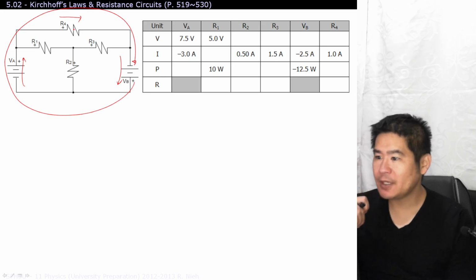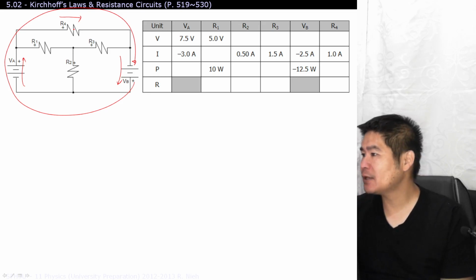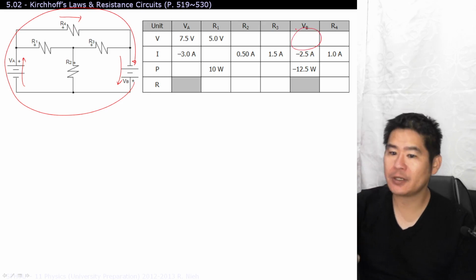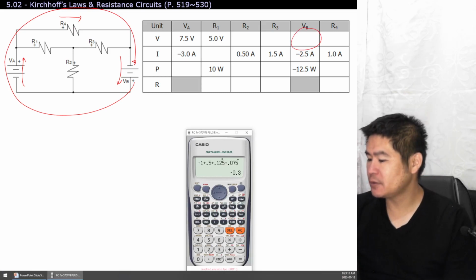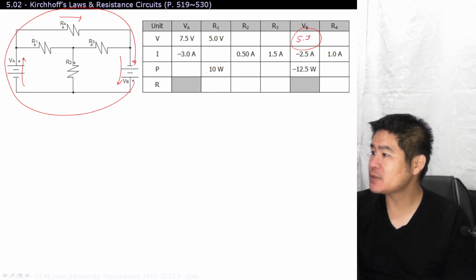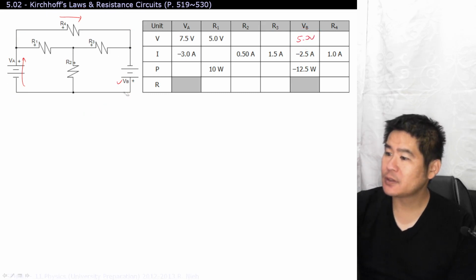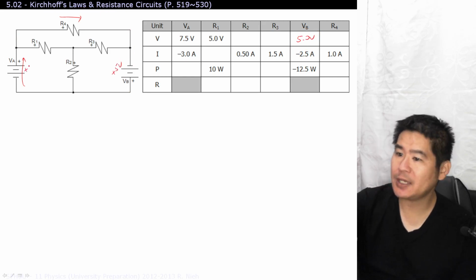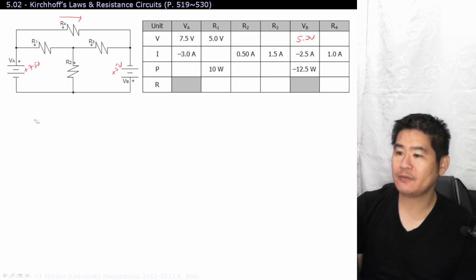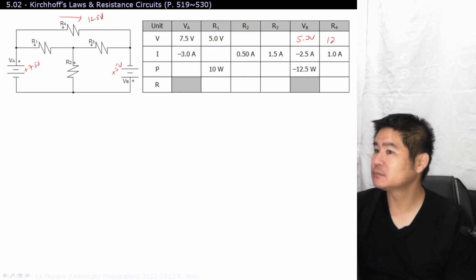So do we have VA and VB? We have VA, and VB is not too hard to calculate right now, because VB is equal to negative 12.5 divided by negative 2.5, which will give you positive 5.0 volts. So you're going to gain 5 volts here. You're going to gain 7.5 volts here. So 5 plus 7.5 gives you 12.5 volts.